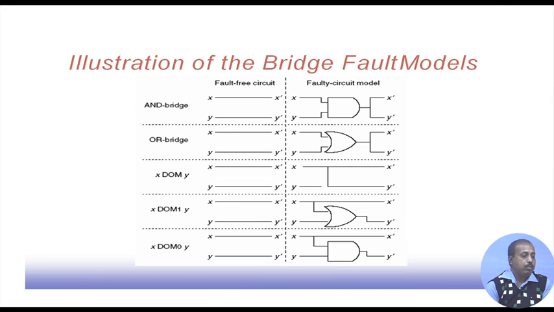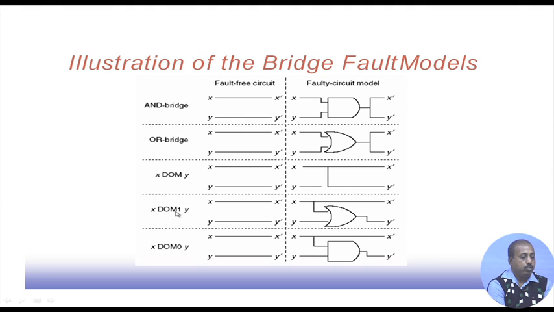These are the symbolic representations. In the fault free circuit, the x line and y line are running. In the faulty circuit, if there is an AND bridging, then these two values go through an AND gate, and the AND gate output drives the lines x dash and y dash. For OR bridging, these values are ORed, and the OR gate output drives the two lines x dash and y dash. Then x dominant y: it is as if the line y is broken, and there is a fan out from line x feeding the line y dash.